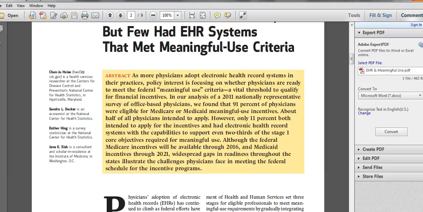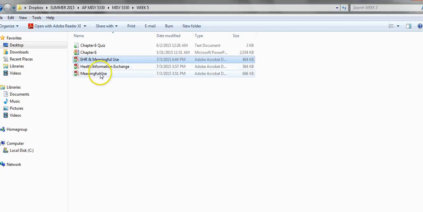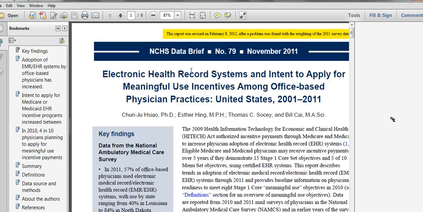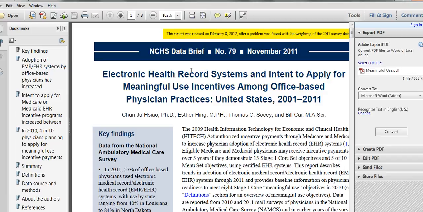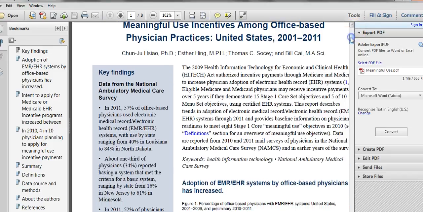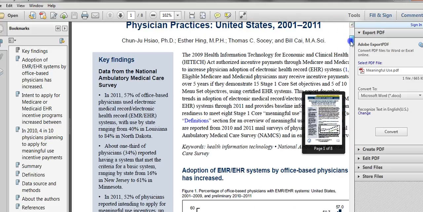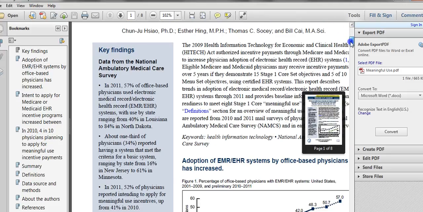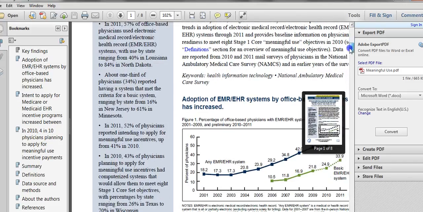Okay, so with that, let's go on to meaningful use itself. This is an article, again, a short read: Electronic health record systems and intent to apply for meaningful use incentive programs. If you look at the key findings, 50% of office-based physicians use electronic medical records, with use by state ranging from 40% in Louisiana to 84% in North Dakota. About one-third of them reported having a system that met the criteria for a basic system.